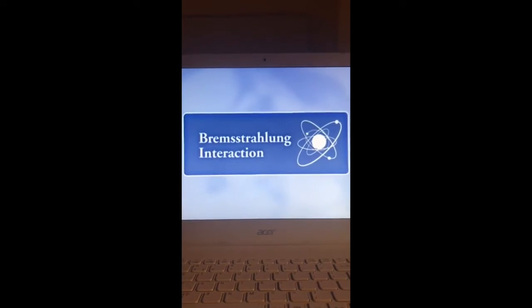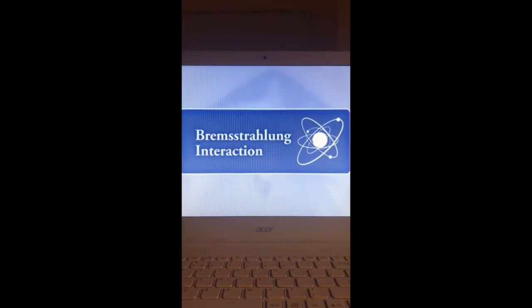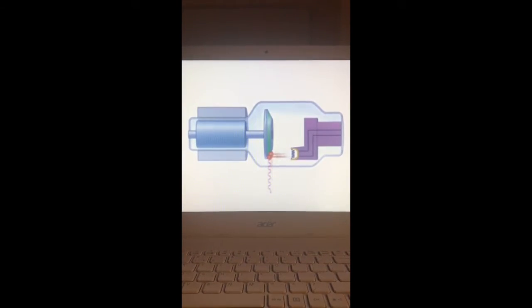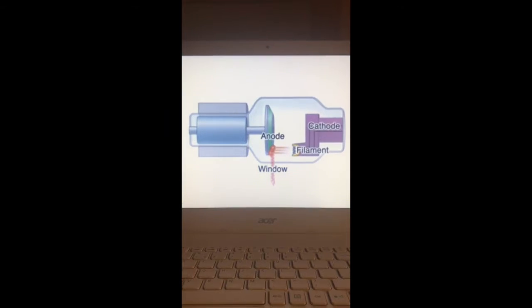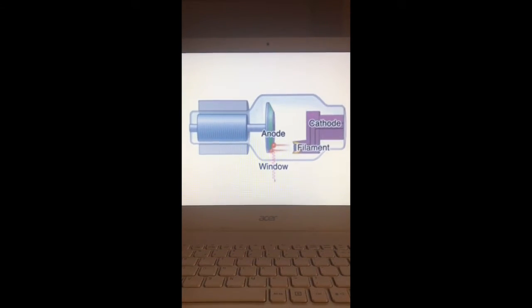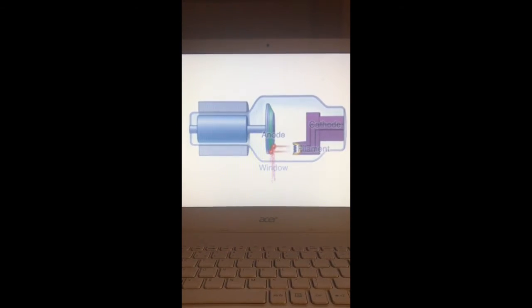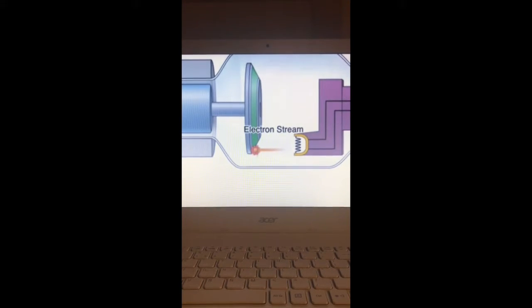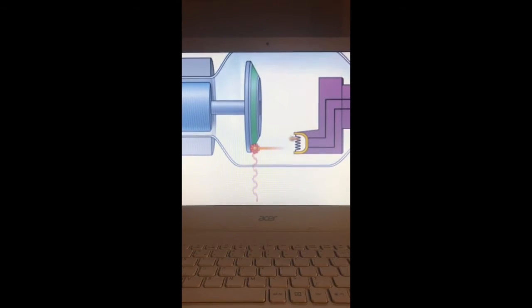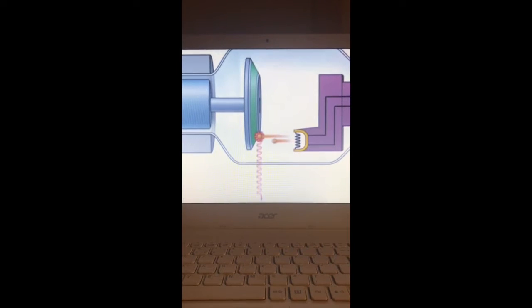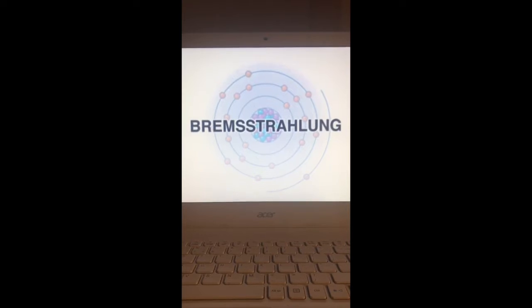X-ray tubes produce X-ray photons by sending high-speed electrons from the cathode to the anode. As the electrons hit the anode, their kinetic energy is converted to X-ray energy. The most common type of electron-anode interaction is the bremsstrahlung interaction. Bremsstrahlung is the German word for braking or slowing radiation. It may also be referred to as brems radiation, and it is produced when projectile electrons are slowed down in the anode due to the electrostatic attraction between the electron and the nucleus.